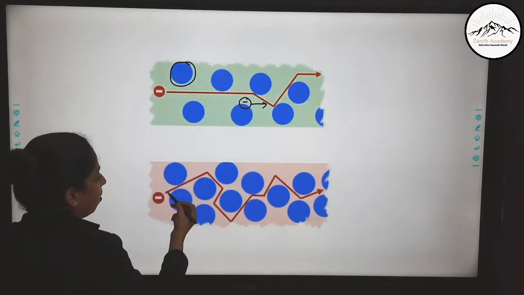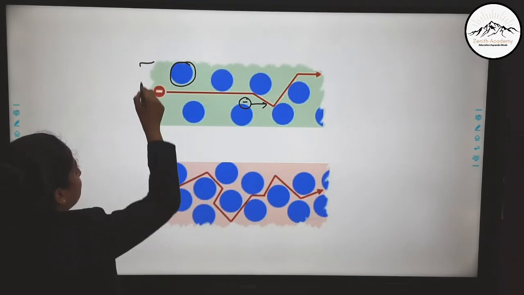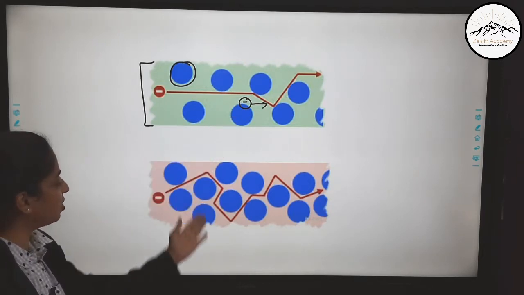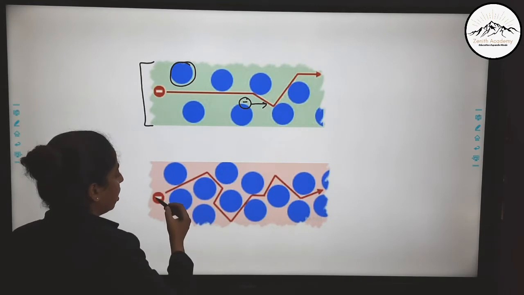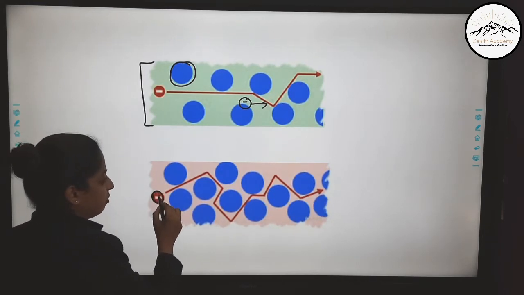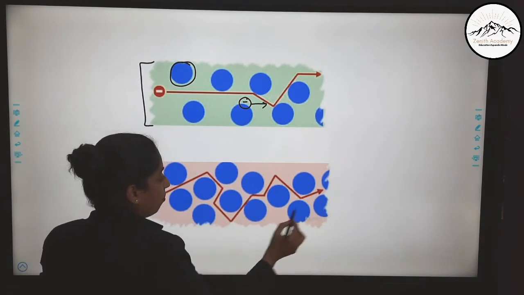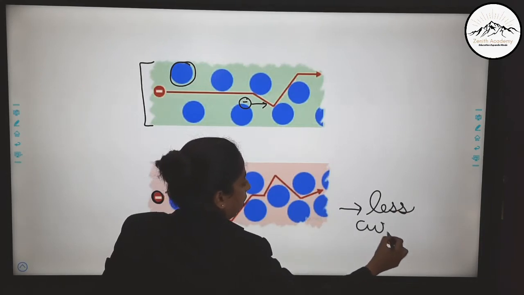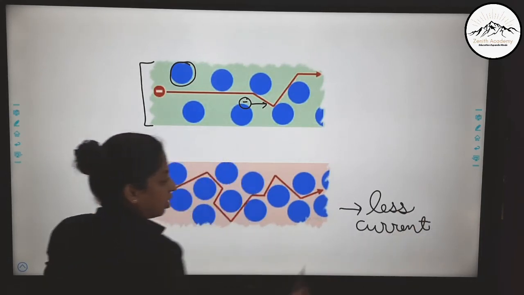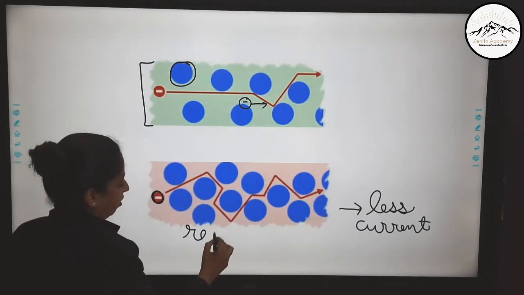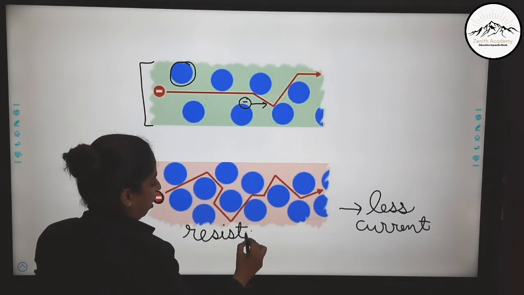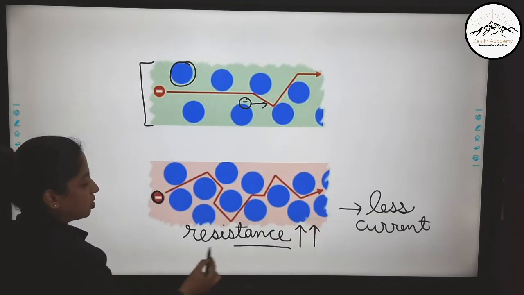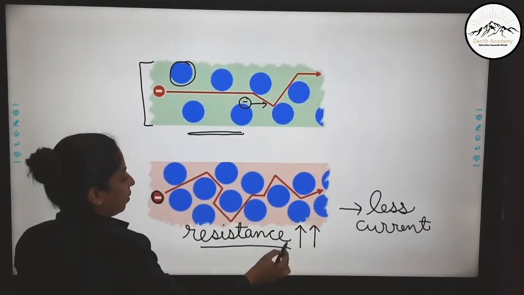Here you see there are more collisions. You can say that this metal ion is giving less obstruction to the flow of current, and with this diagram you can see there is more obstruction to the flow of current. So it is becoming very difficult for this negative charge to go here. It will take a longer time and hence less current is obtained here. Whenever there is less current flow, you say that the resistance is high. So this material is offering more resistance and this material is giving less resistance.